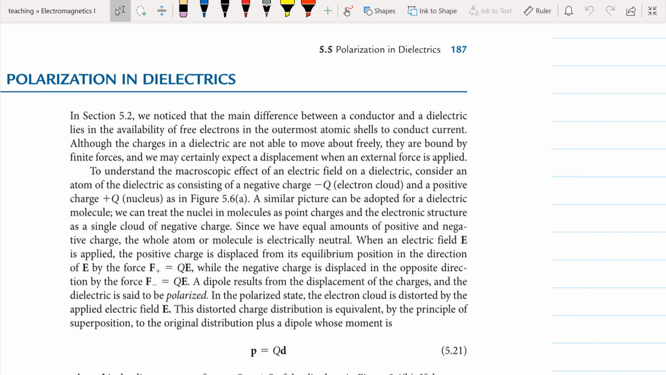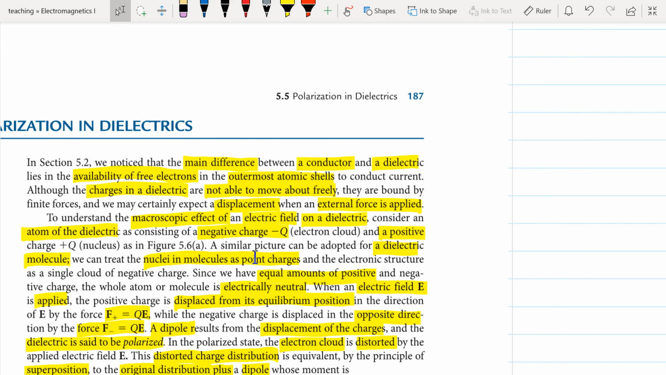Next subtopic is polarization in dielectrics. We have noticed that the main difference between a conductor and a dielectric lies in the availability of free electrons in the outermost atomic shells to conduct current. And although the charges in a dielectric are not able to move about freely, they are bound by finite forces, and we may certainly expect a displacement when external force is applied.